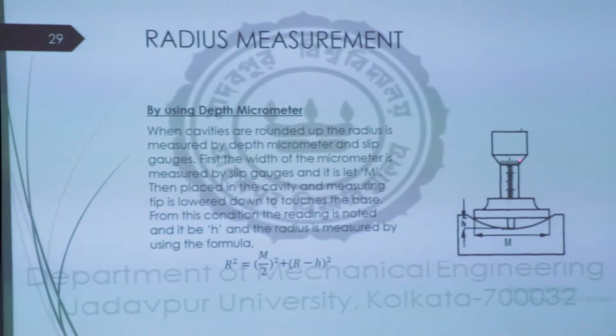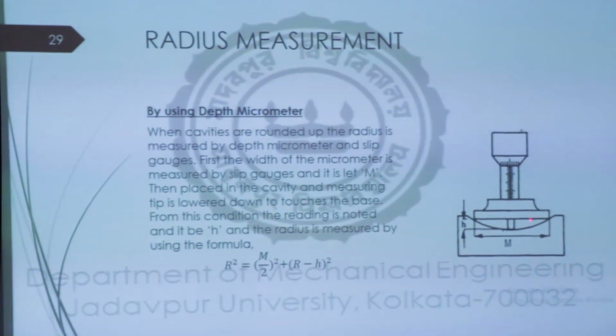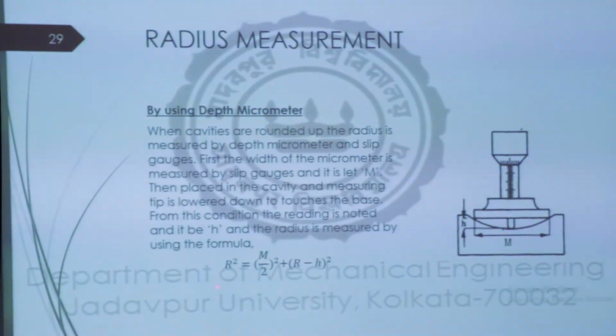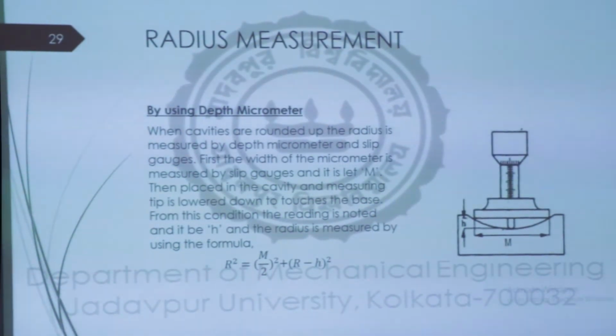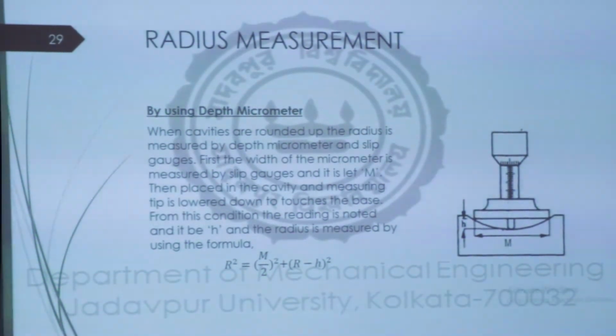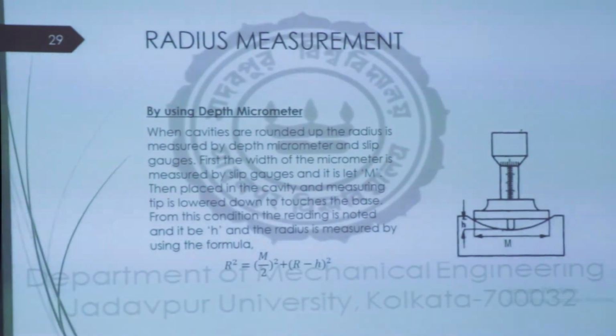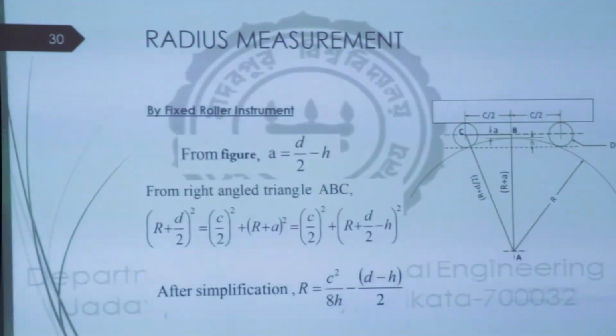So, if this is your r, the hypotenuse, this is your r minus h and this is m by 2, again Pythagoras has been applied. In this way you can find out the radius by using the depth micrometer. This is another method, but actually we will not be using this method.